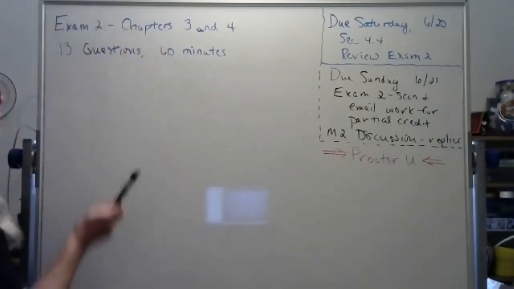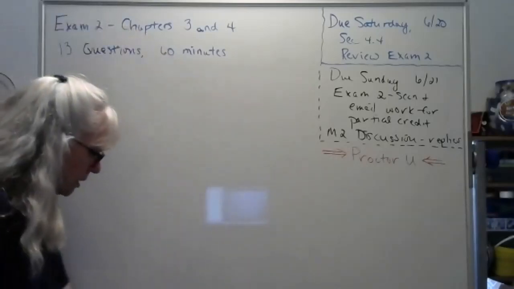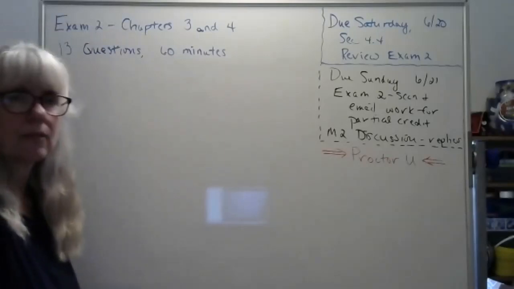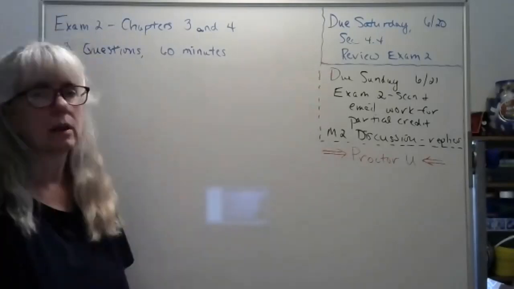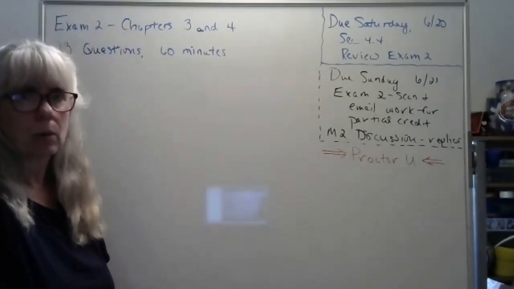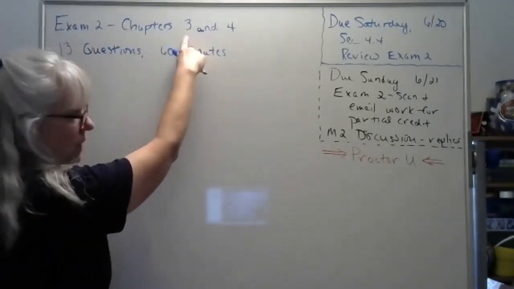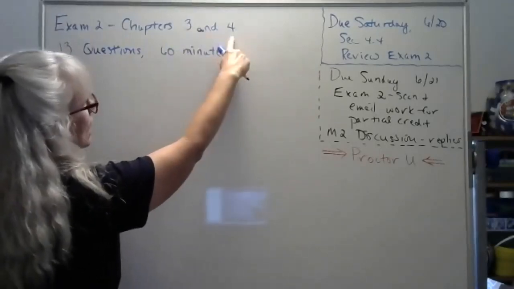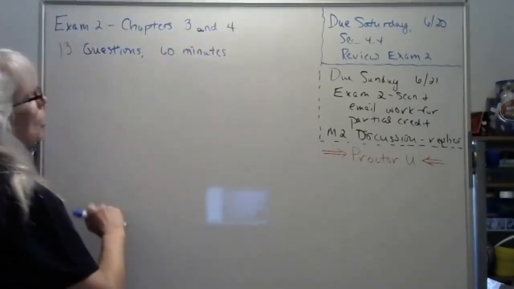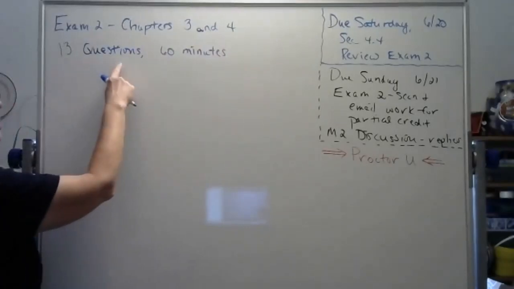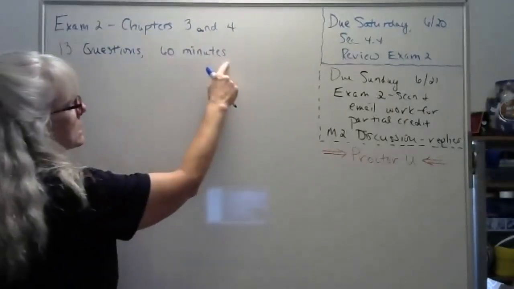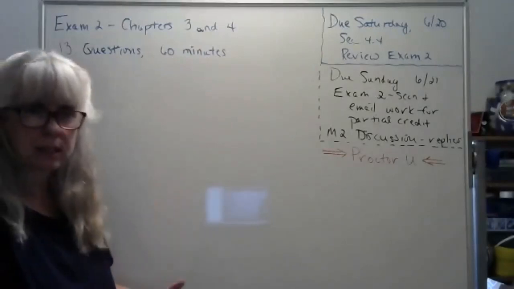So what we're going to do today is focus on actually reviewing for that exam. We're going to work through some examples. You have additional examples in that review, but this way I'm walking you through what we're going to do. It covers chapters 3 and 4. That's all the function stuff in chapter 3, and then the lines and quadratics in chapter 4. It's got the same 13 questions again, and you'll have 60 minutes to complete it, just like you did on the first exam.